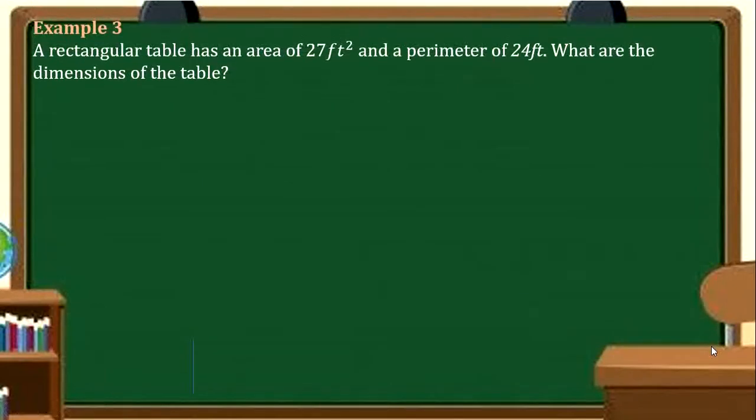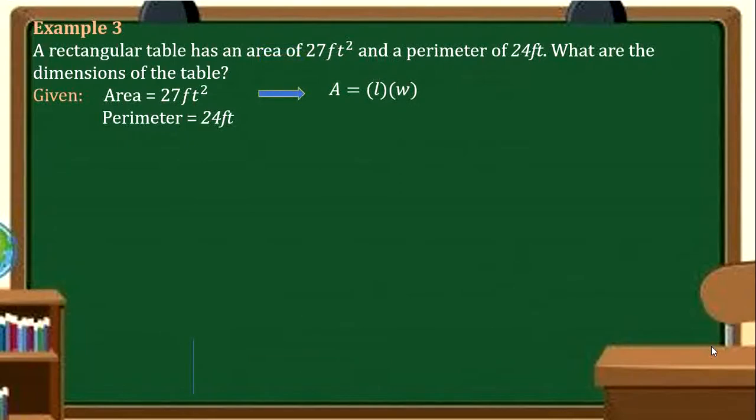Okay, number 3. A rectangular table has an area of 27 feet squared and a perimeter of 24 feet. What are the dimensions of the table? So, ang given natin ay area equals 27 feet squared. And then, si perimeter ay 24 feet.